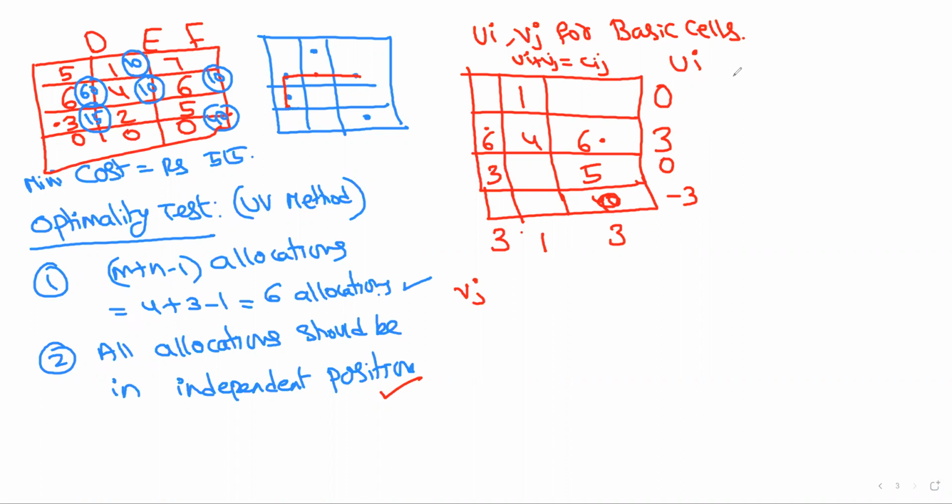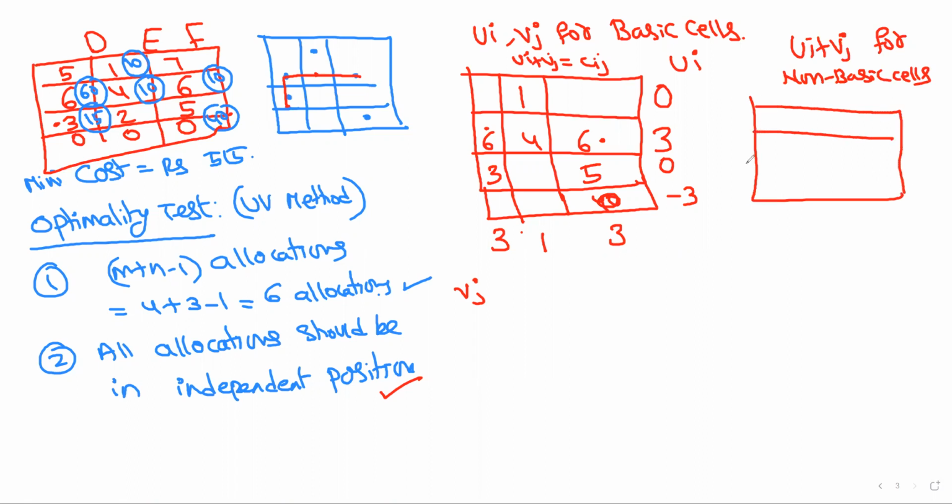Now I want ui plus vj for non-basic cells. For non-basic cells, come right, add this here. Four rows, 3 columns. Here, this is a non-basic cell. Add it. This position is non-basic, and adding it, 3 plus 0, 3.